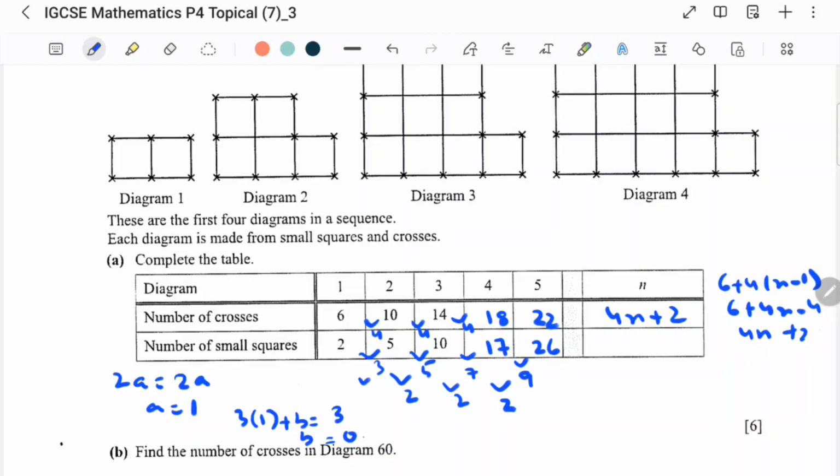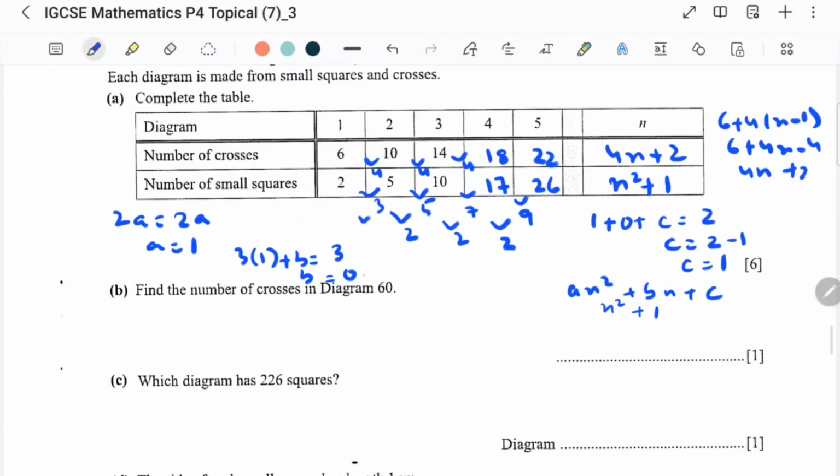Okay. a plus b plus c, 1 plus 0 plus c, that is equal to 2. c is equal to 2 minus 1, which is equal to 1. a n square plus b n plus c, so that is 1 n square plus 0 plus 1, n square plus 1. Find the number of crosses in diagram 60. The crosses are 4n plus 2, and n is 60.